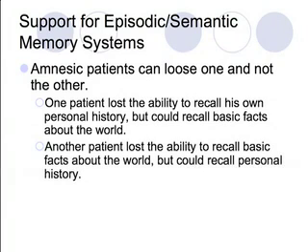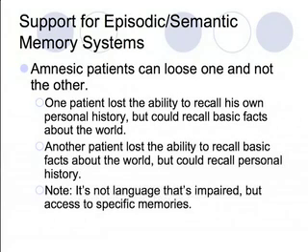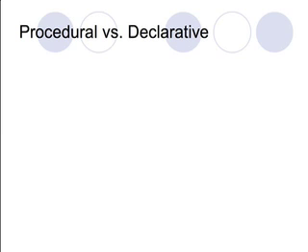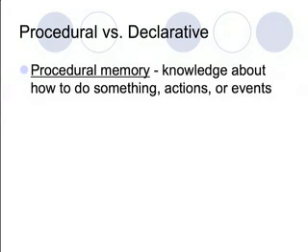These types of brain damage seem to support different memory systems: content being stored in a particular area, and maybe episodes of someone's life being stored somewhere else. It's important to notice that it's probably not language that's impaired in both of these patients, but access to specific memories. It's not that they don't have the ability to say the word, but the access to that concept is being blocked. Another type of distinction is procedural versus declarative memory.